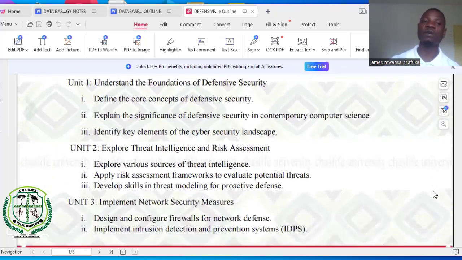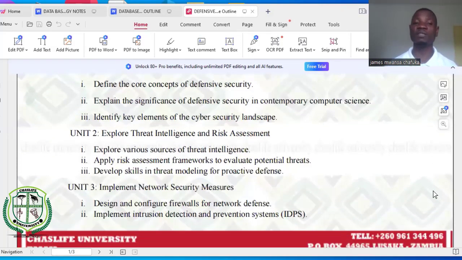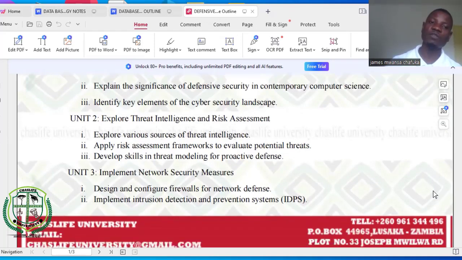And then we proceed by looking at Unit 2. The main subtitle is Explore Threats, Intelligence and Risk Assessment. Under this unit, the learners and the students will be able to explore various sources of threat intelligence, and they will also be able to apply risk assessment frameworks to evaluate potential threats. The learners will also be able to develop skills in threat modeling for proactive defense. This is part of Unit 2.